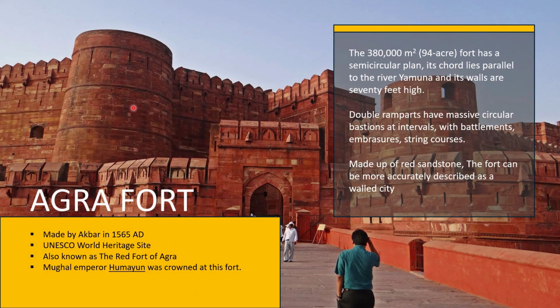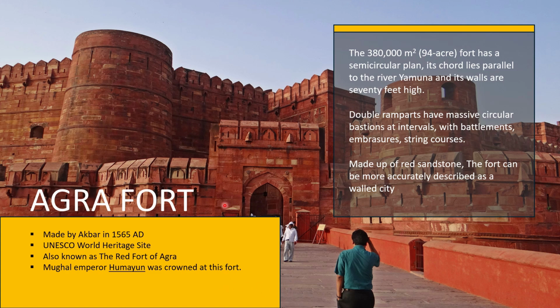So now discussing the Agra Fort, which is our second monument for the day. It is also known as the Red Fort of Agra. It is a UNESCO World Heritage Site and it was built by Akbar in 1565 AD. Mughal Emperor Humayun was crowned at this fort.